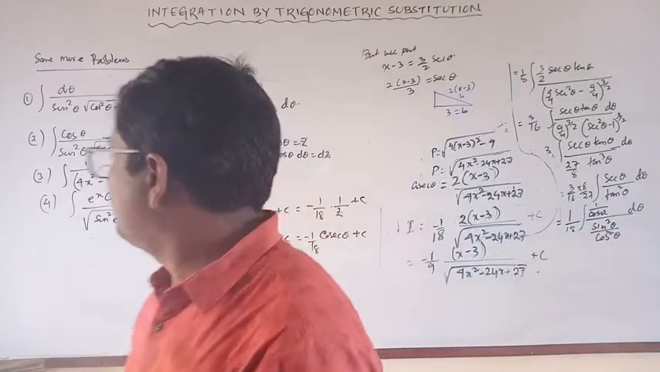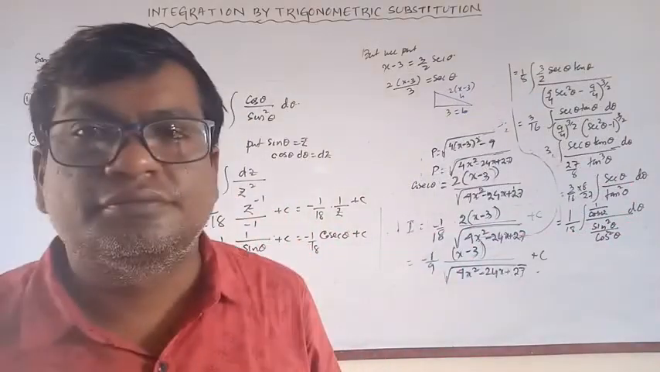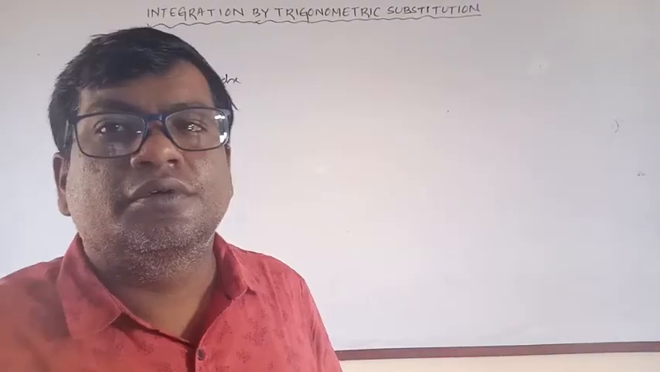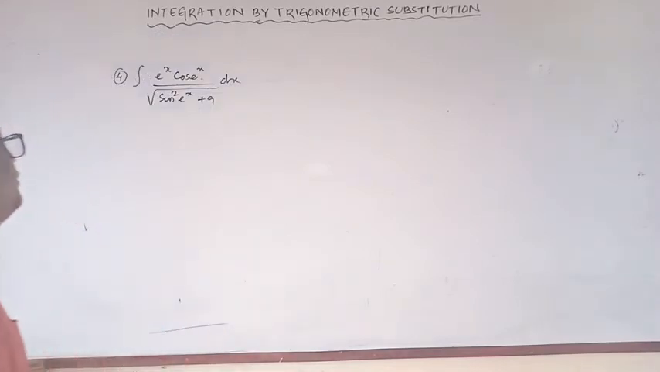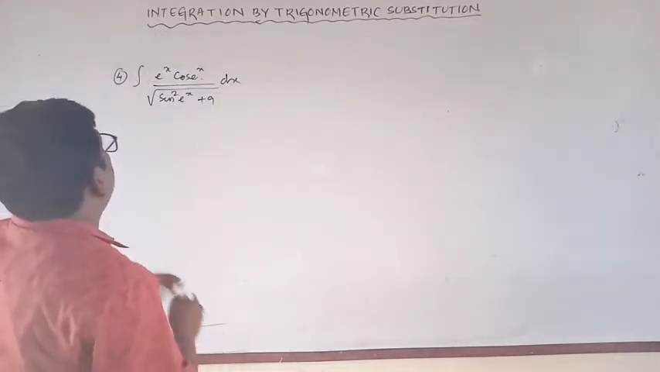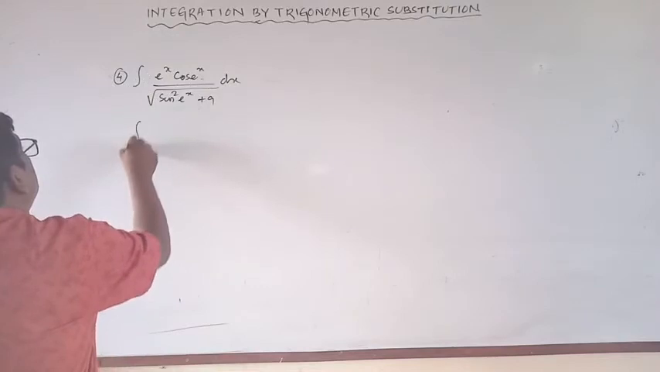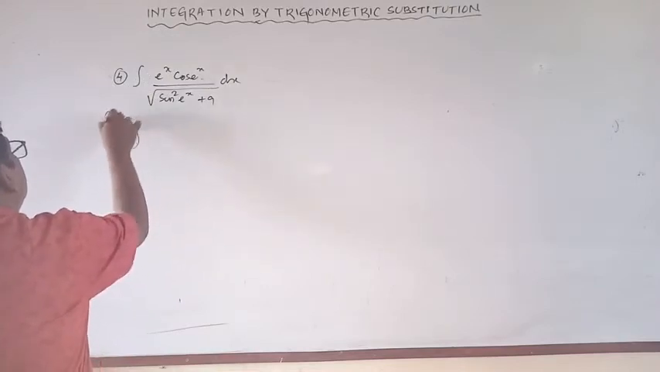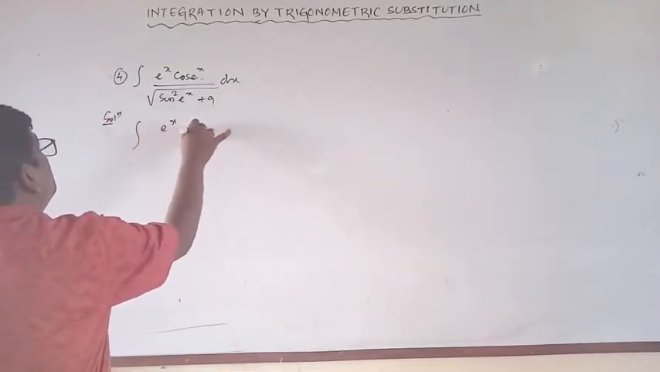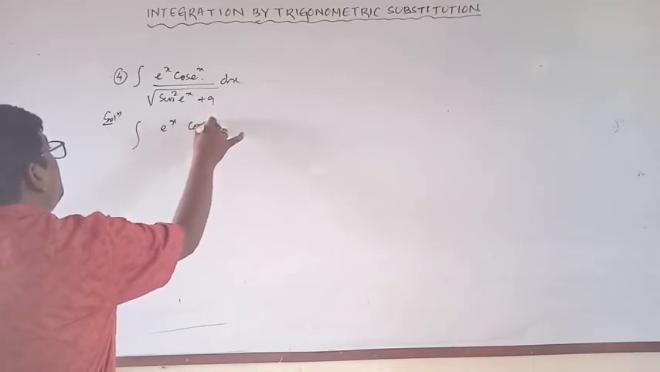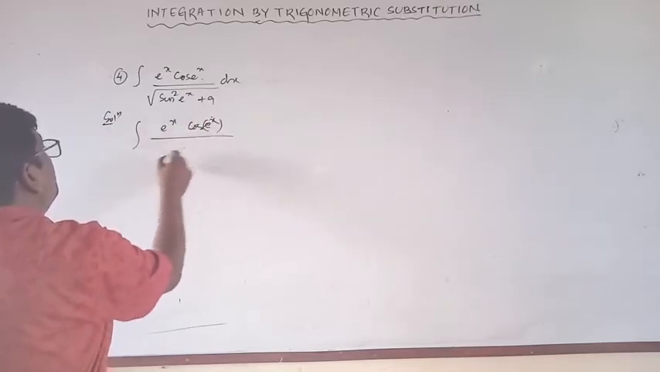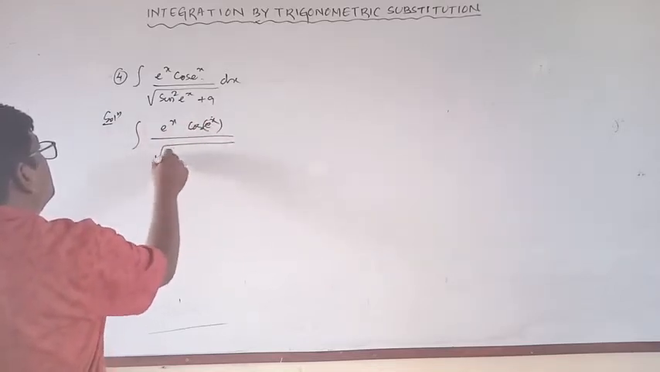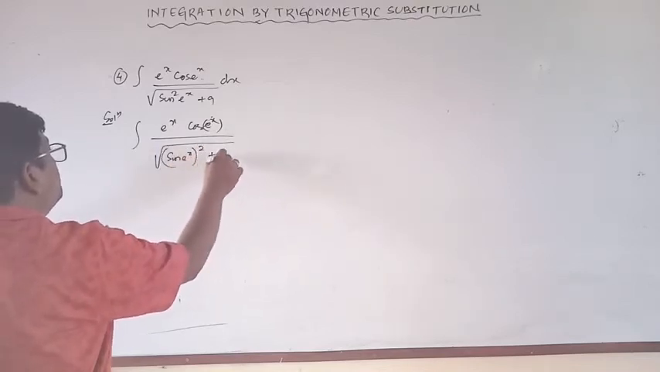Now last question, question number 4, now another question. This is sin of e to x whole square. This is equal to what? Solution is e to x cos e to x divided by root over sin e to x whole square plus 3 square.